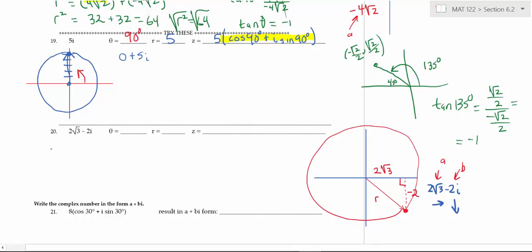All right, so what we want to do is start by crunching out the radius, and that requires the Pythagorean relationship. We're going to do r squared equals a squared plus b squared. So you should have done r squared equals 2 root 3 squared plus negative 2 squared.